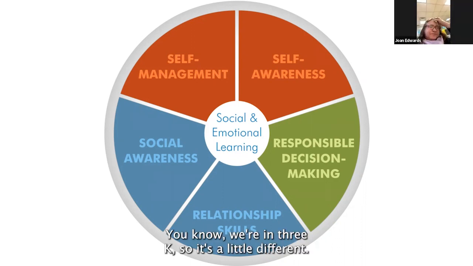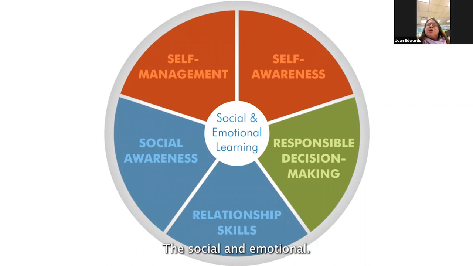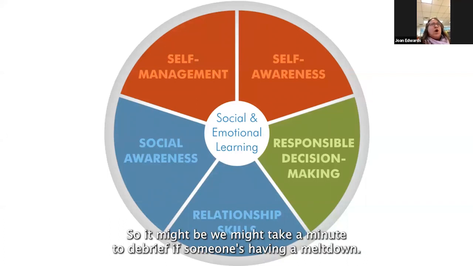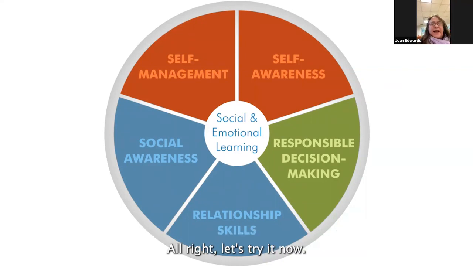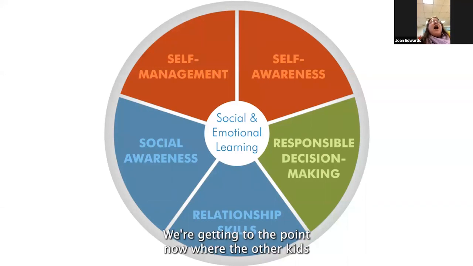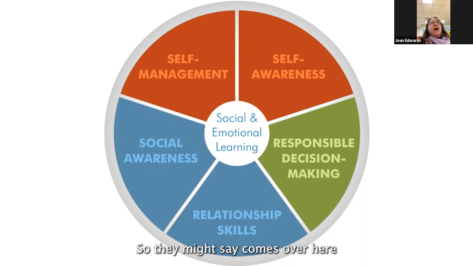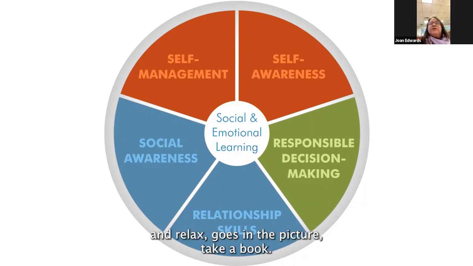We're in 3K, so it's a little different, the social and emotional. We are continuously reinforcing the social and emotional. So we might take a minute to deep breathe. If someone's having a meltdown, let's try it now. Let's try deep breathing. We're getting to the point now where the other kids are actually making suggestions to the kids who are in distress. So they might say, come sit over here and relax. Go sit in the beanbag chair and take a book.